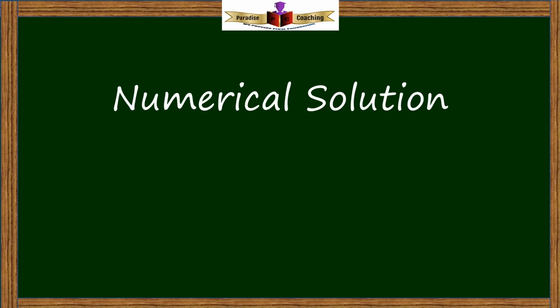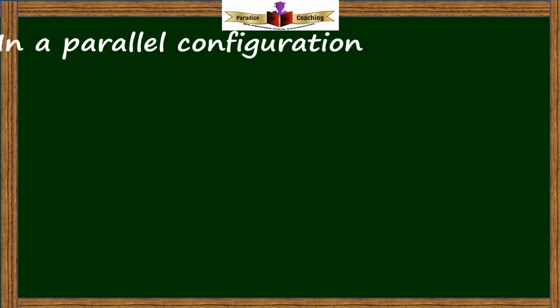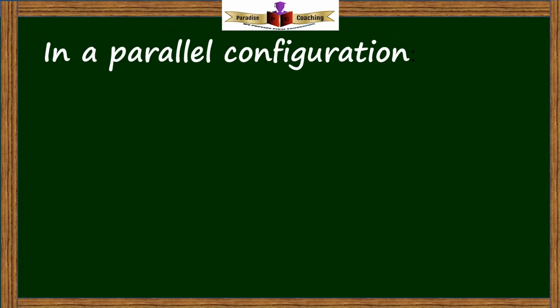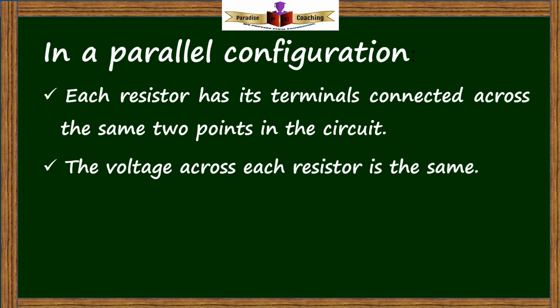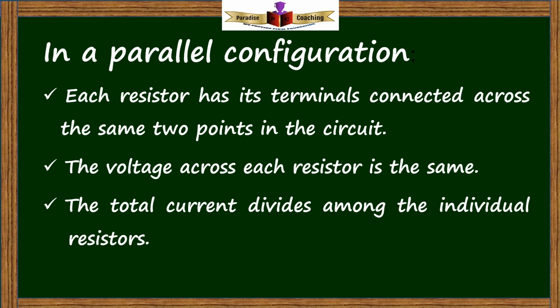Now let's focus on analytical problems. Recall parallel combination of resistors. Each resistor has its terminals connected across the same 2 points in the circuit. The voltage across each resistor is the same. The total current divides among the individual resistors.